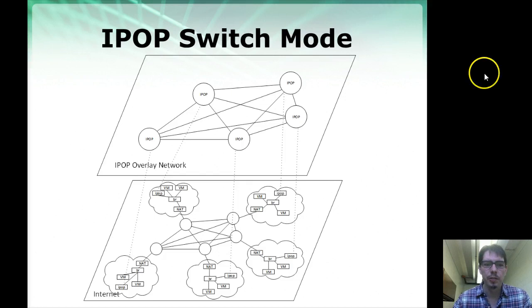So here's an illustration. In the typical setup, like in this example on the top, you would have 5 nodes connected by, let's say, a group VPN. But here, in switch mode, each one of these IPOPs is really an overlay switch that could be bound to multiple endpoints, multiple virtual machines, for example, connected by a bridge.